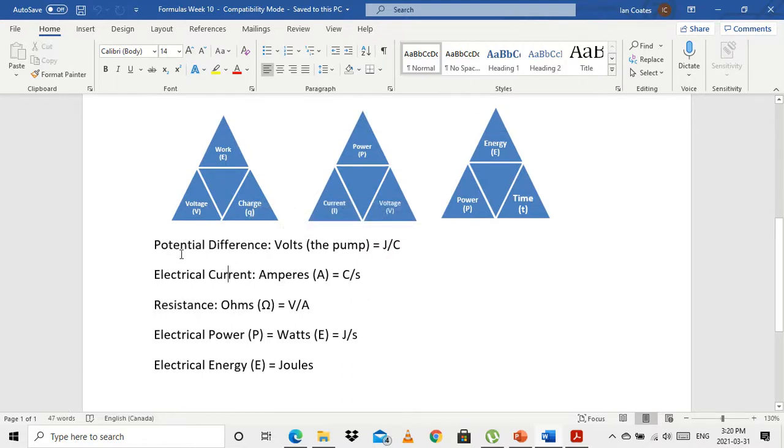So if I'm ever asking for the potential difference, I'm really asking for the volts. And the reason why I'm telling you guys this is because verbally, potential difference sounds a heck of a lot different than volts. But really, that's what I'm looking for. The pump, the battery, okay, in volts.